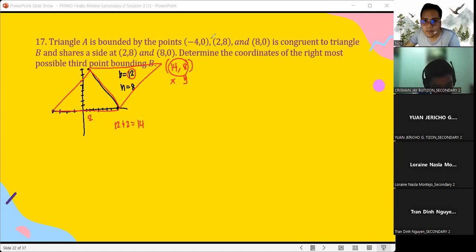Okay, any questions? Are there any different solutions for scalene triangles? The thing here is that, hmm, let me think.